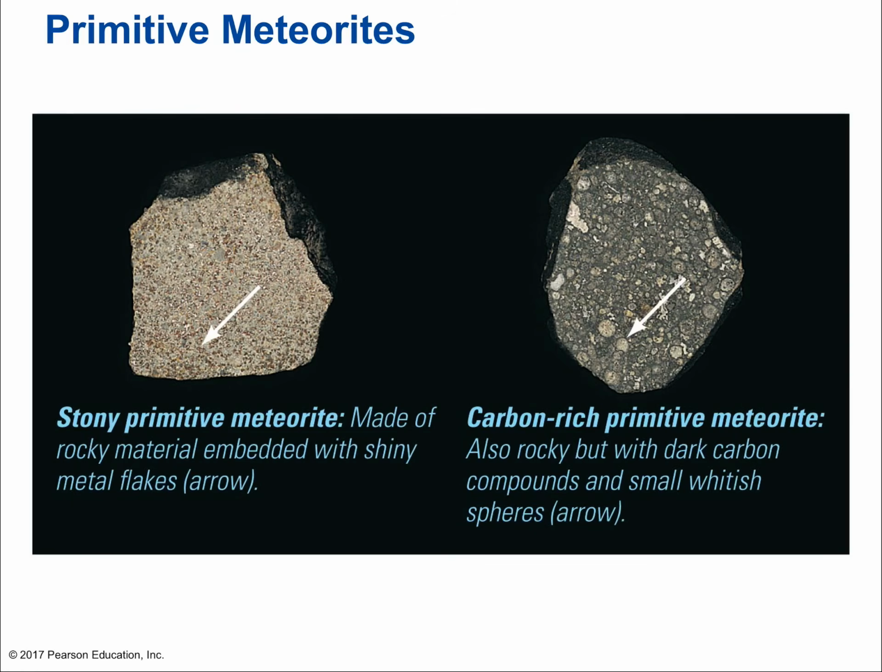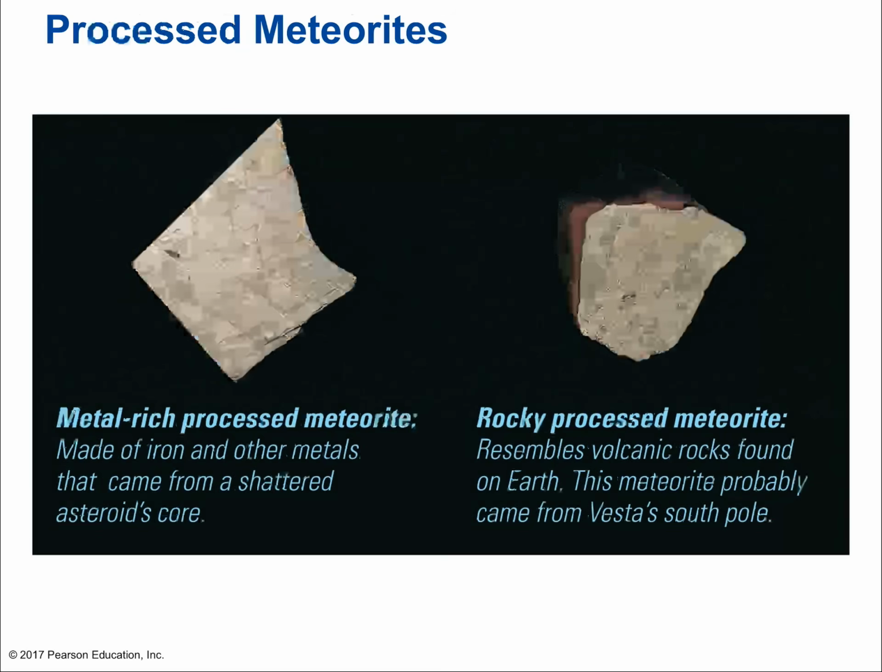So here's some examples. Here's a stony primitive meteorite. Here's a carbon-rich primitive meteorite. So, there's kind of different types. Here we have a processed meteorite, okay? This one came from a shattered asteroid's core, okay? And then this one probably came from Vesta's south pole. We talked about how there's a big missing gouge out of Vesta, all right? So these are processed types. They went through some melting and reforming at some point.